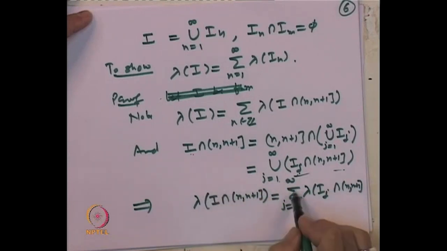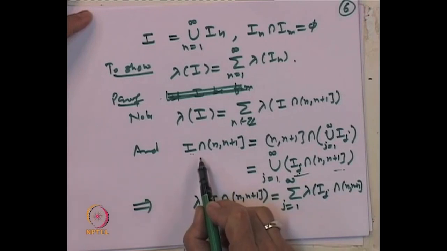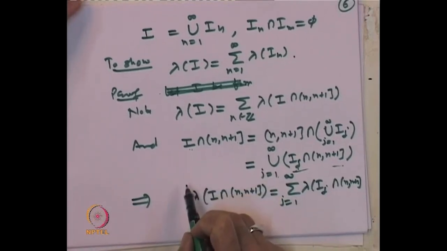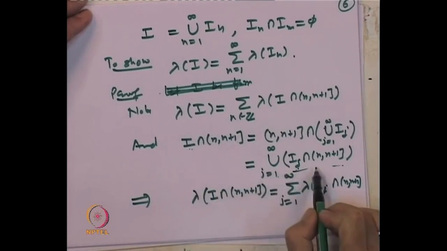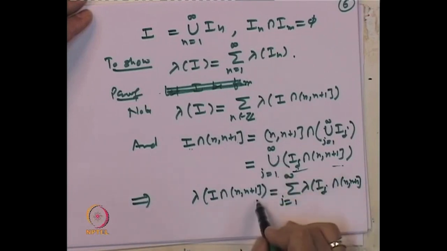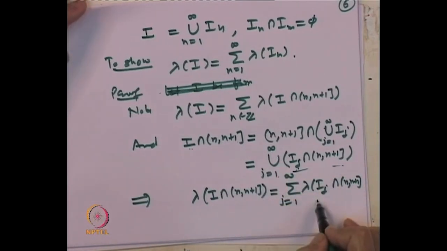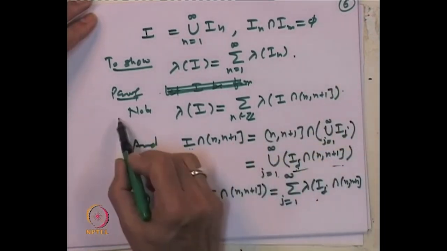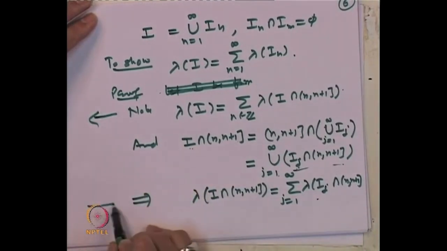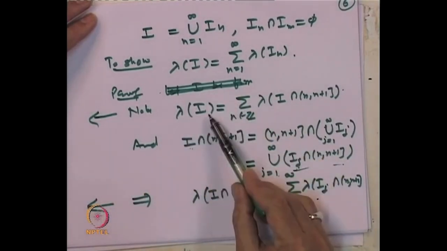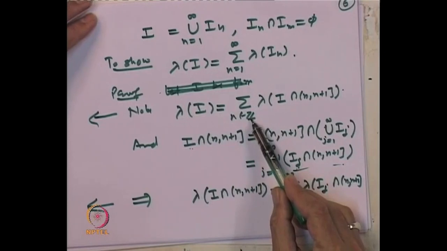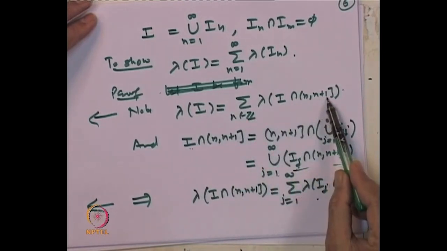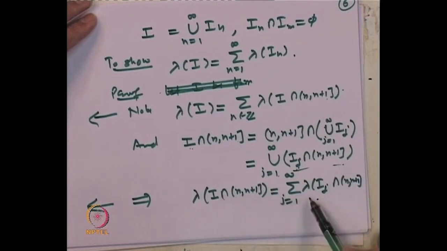right. Here we are using the fact that whenever an interval I is a finite interval which is a countable disjoint union of intervals 1 to infinity, then the length of I is equal to the summation of the lengths of these. Now, look at this equation here and look at this equation here. So, length of I is equal to summation over n over integers, length of I intersection n to n plus 1, and that is computed to be equal to this.